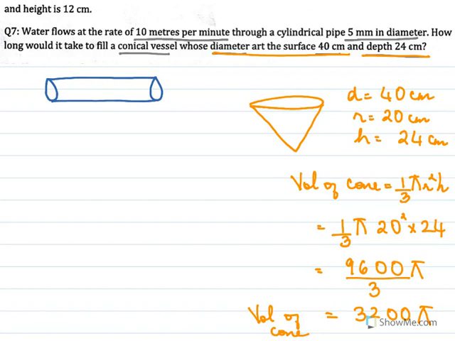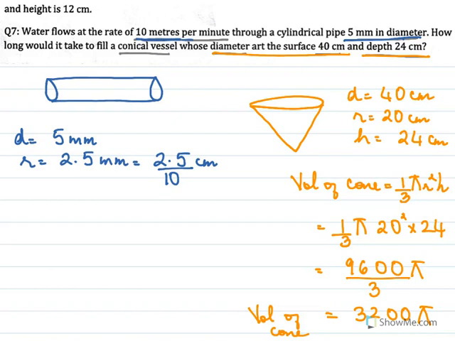Now we need to know how long this pipe will take to fill this cone. What are the dimensions of the pipe? The diameter of the pipe is given as 5 millimeter, so the radius is half of it, 2.5 millimeter. We can't work in millimeter, we are working in centimeter. So 2.5 over 10 centimeter is the radius.